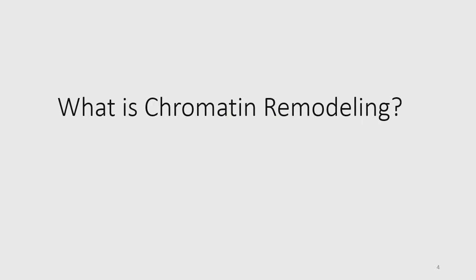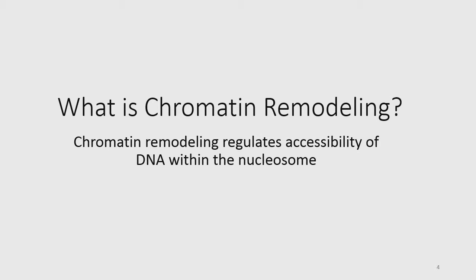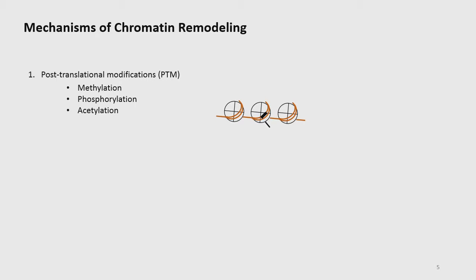But what is chromatin remodeling? Chromatin remodeling regulates accessibility of DNA within the nucleosome. So there are mechanisms of chromatin remodeling to ensure that processes such as DNA replication, DNA repair, and transcription occur in the way that they should be occurring. So there are two mechanisms of chromatin remodeling. The first one involves post-translational modifications, and we are going to call them PTMs. And some of these post-translational modifications can be methylations, phosphorylations, and acetylations.